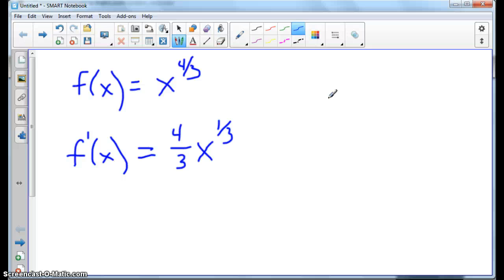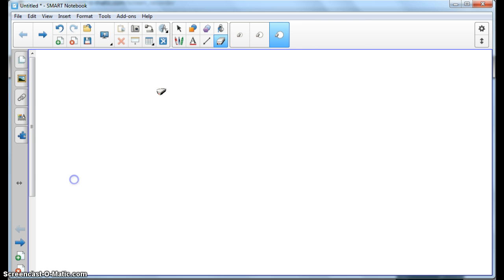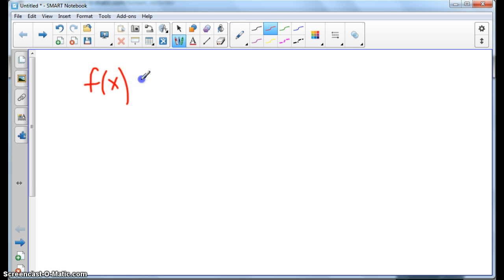And let's try one more. Let's try a function in fraction form as a final example that's maybe still a little more difficult. So we've got our function being equal to, let's say, 1 over x squared.